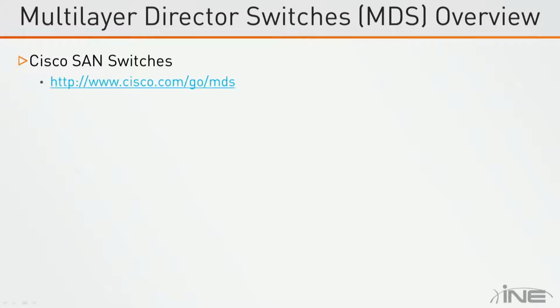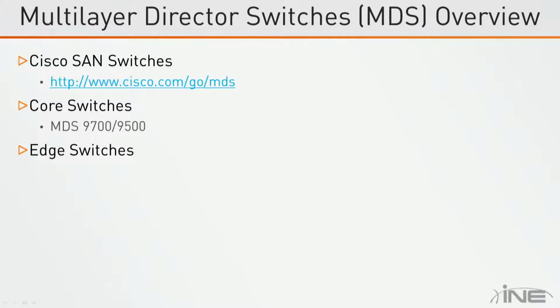Okay, MDS, like the Nexus 7K versus 5K, they're going to come in two different formats. They come in the modular switches, which would be the 9700s and the 9500s. These are typically your core switches that are directly attached to your storage arrays. And then you have your access level switches or your edge switches that are connected to your end stations, which are going to be like the 9200s, 9100, I believe 9300 is the new variation here.